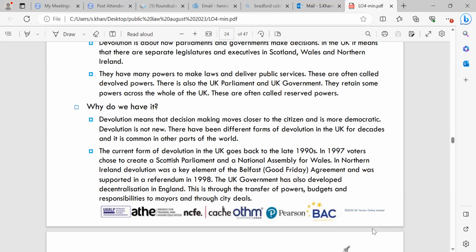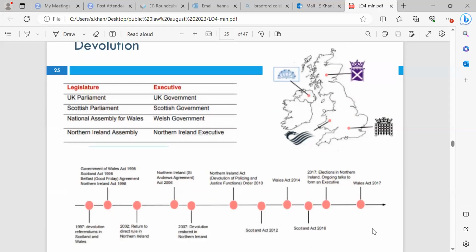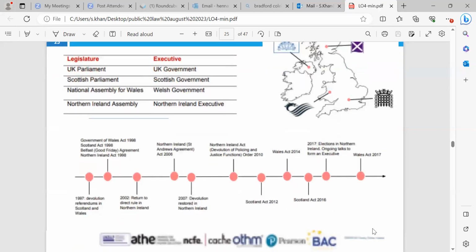This is through the transfer of powers, budgets and responsibilities to mayors and through city deals. And this identifies the devolution in the legislature and executive: UK Parliament, UK government, Scottish Parliament, the legislature, National Assembly of Wales, the legislature, Northern Ireland Assembly, the legislature, the executive, UK government, Scottish government, Welsh government and Northern Ireland executive. And this identifies the issue around devolution from a timeline from 1997 up till 2017.